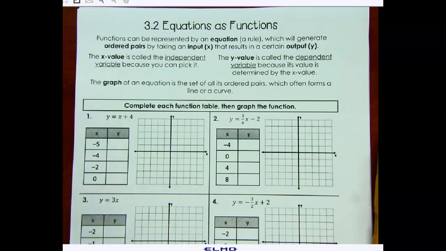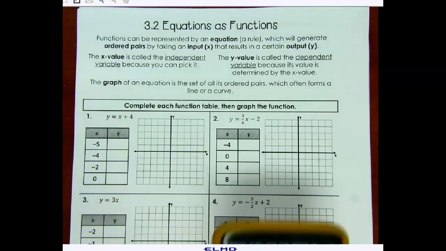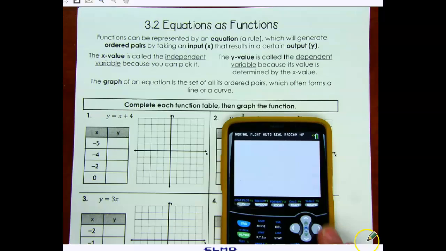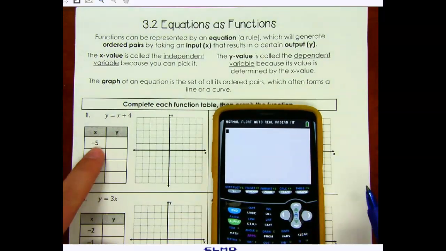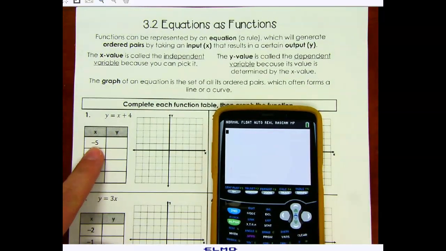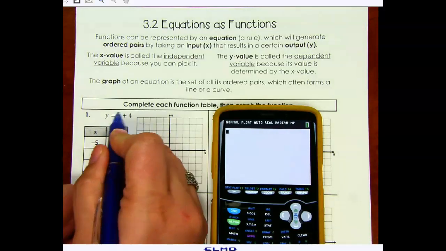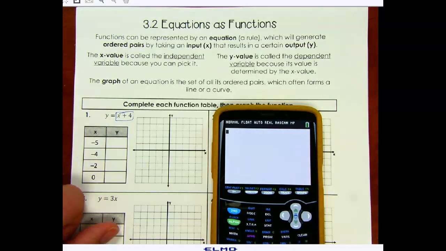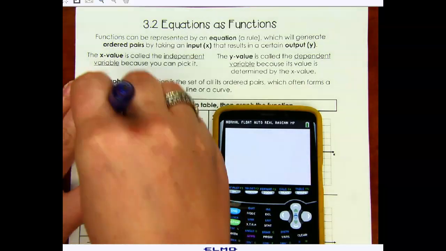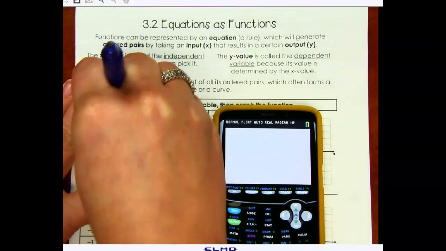Okay, so you have probably done tables like this before where you fill in the table and then you graph by plotting the points. So that's what we're going to do today. You substitute what you have in the x one at a time for the x in the problem. And you just put this part of the problem in your calculator. The y is not going to go in your calculator.